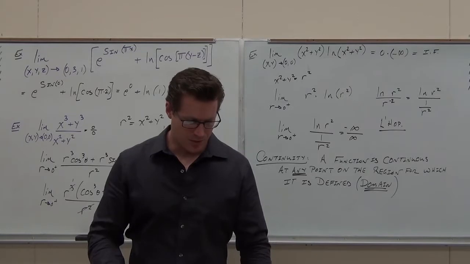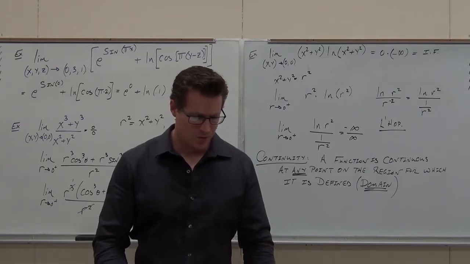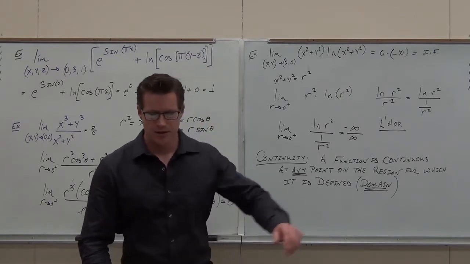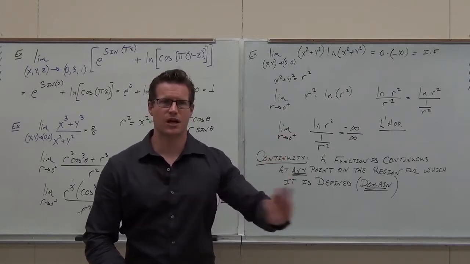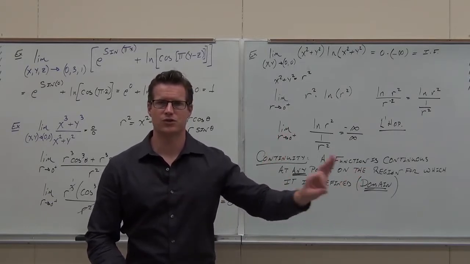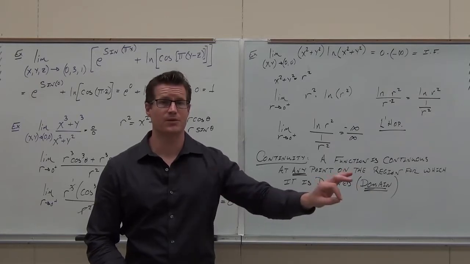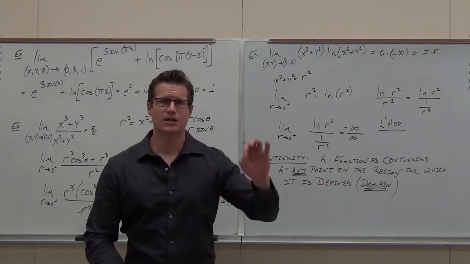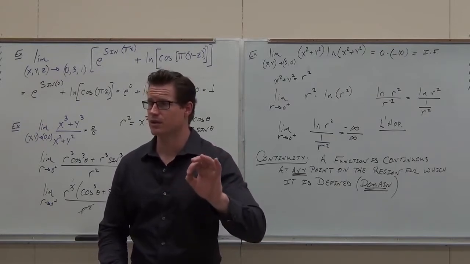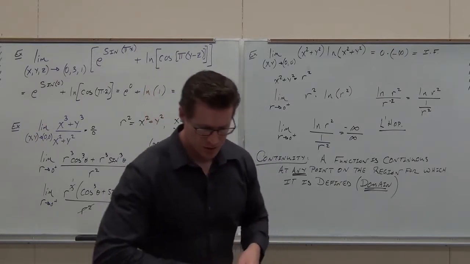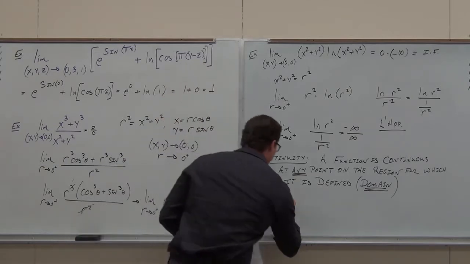Okay, there's a couple things I want you to write down here, a couple things that we get to use. The first one: polynomials are continuous everywhere. Rational functions are continuous everywhere the denominator is not 0, and continuity holds for compositions of continuous functions. So just put continuity holds for compositions. Those are the three things that I want you to put.